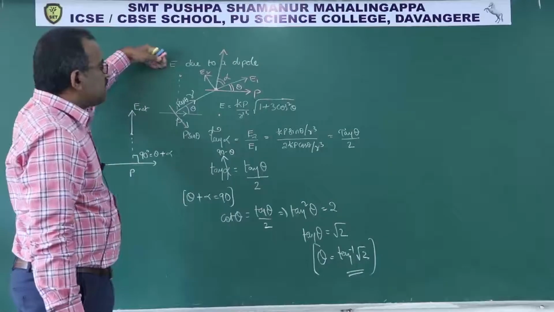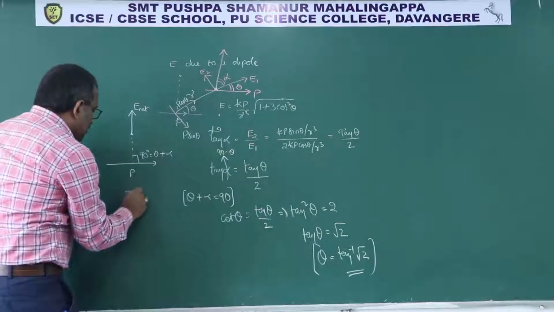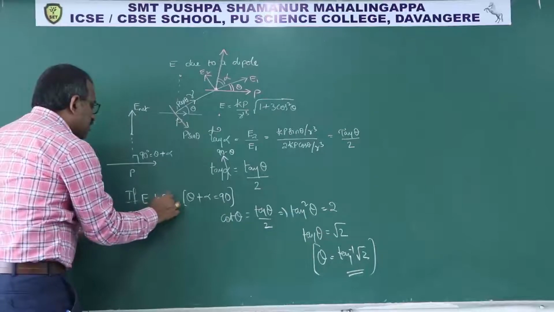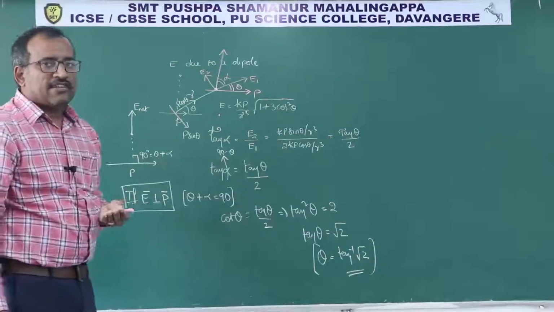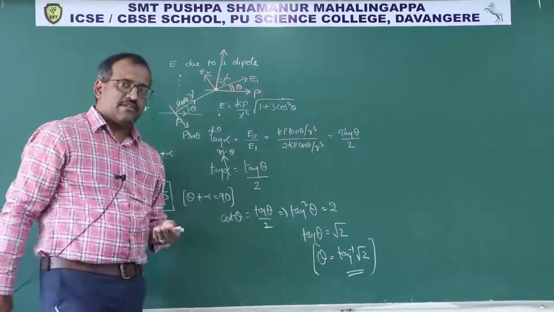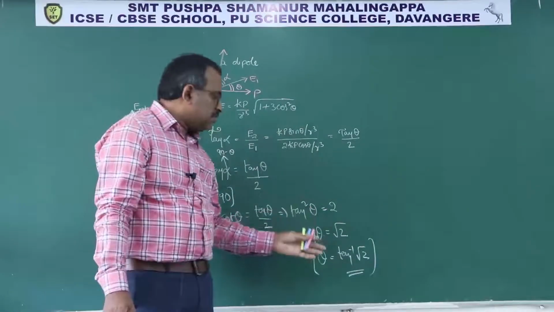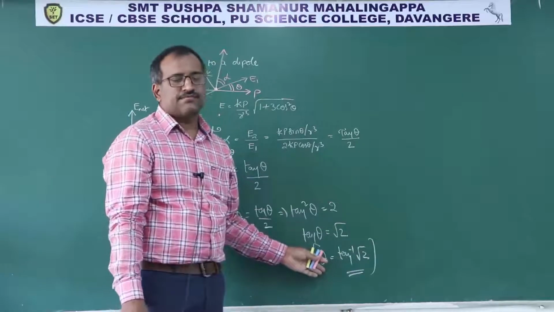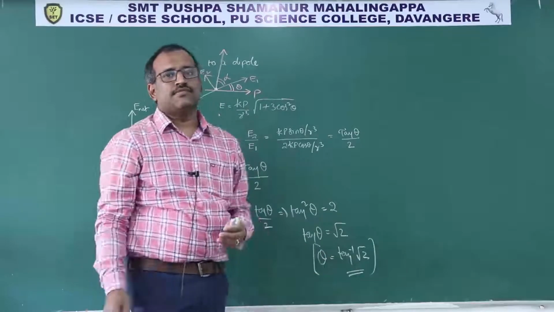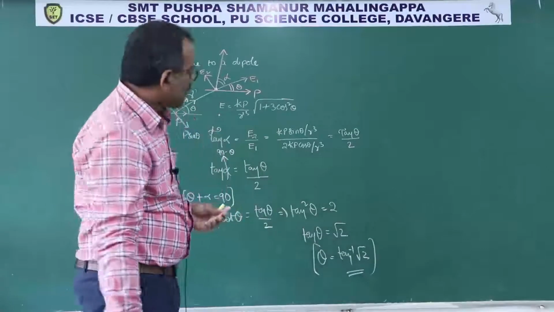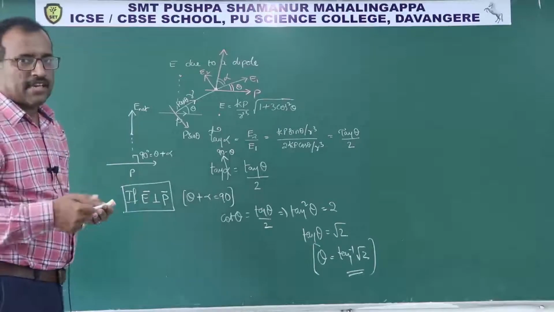They are asking about the electric field due to a dipole, and in the question paper they will say that the electric field is perpendicular to the dipole moment. Then theta will be tan inverse root 2. Theta will be what? Tan inverse root 2. Hope you understood. Clear?